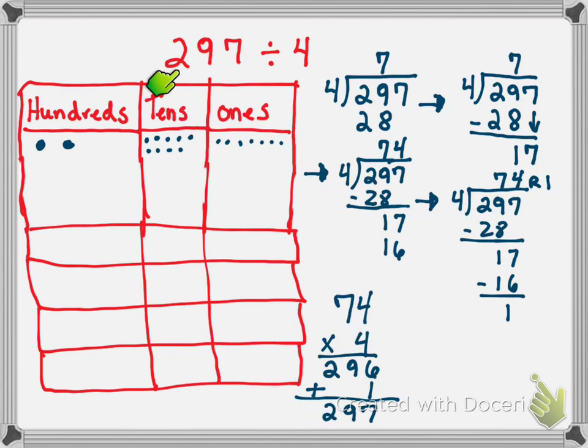So we need to take 297 and break it up into the hundreds, the tens, and the ones. Since we're dividing by 4, we need to make 4 groups, like that's what we've usually been doing. And then we're going to show the step-by-step process of how we're doing long division.